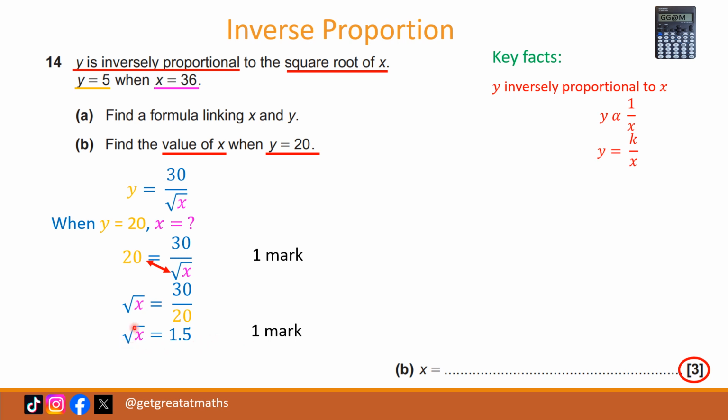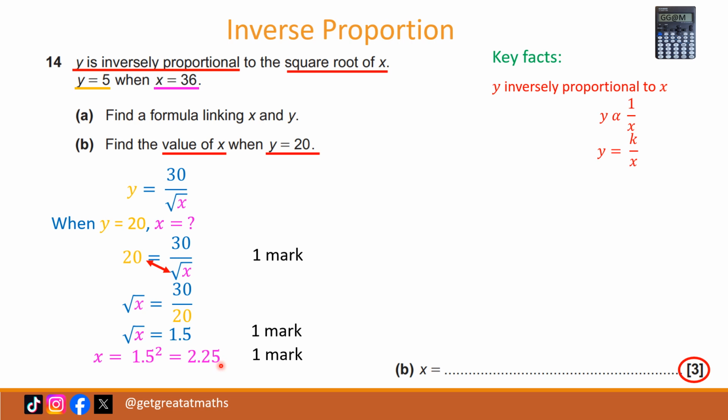Now that is the square root of x. Now the square root of x is equal to 1.5. So to get rid of the square root, the opposite to square root is squaring. So I need to square 1.5. So 1.5 times 1.5 on your calculator, or 1.5 squared. You will type in on your calculator and you'll get an answer of 2.25.